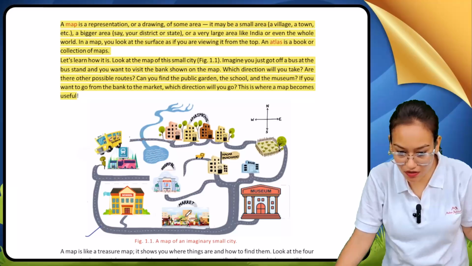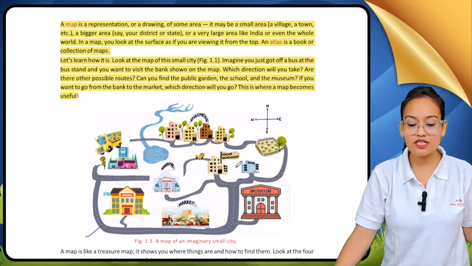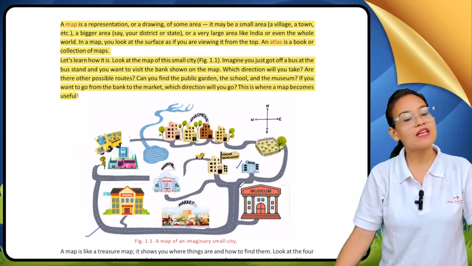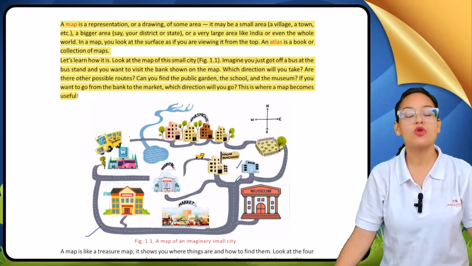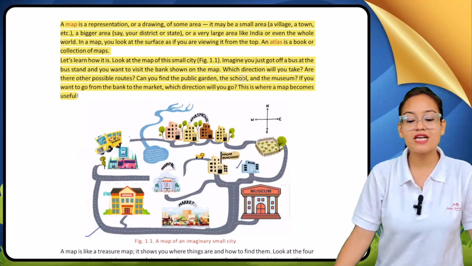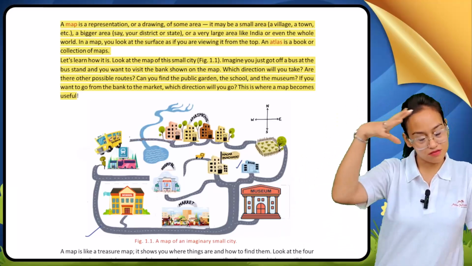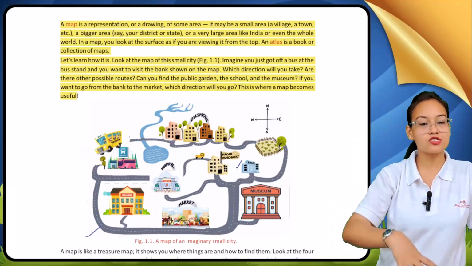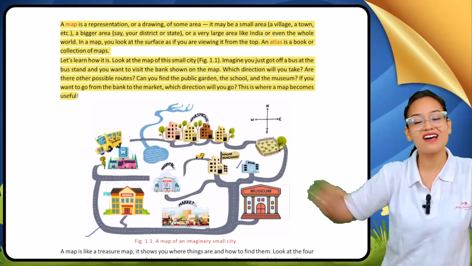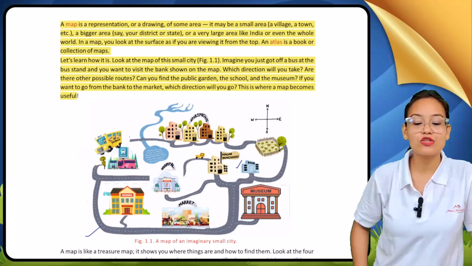Now let me show you. You want to visit this area, the bank area. Coming down from your bus, you want to visit your bank area. Now what are you going to do, my dear students? Which direction will you take? Imagine you get off your bus at your bus stop and now you want to head towards the bank. So in this map, tell me which direction you are going to follow.